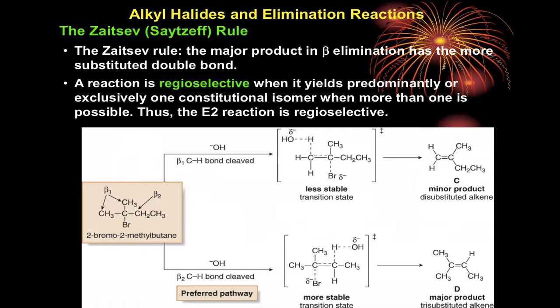So the E2 reaction is regioselective. When you see a good base that can't function as a nucleophile and you've got an alkyl halide, label the beta carbons and ask yourself which one has the fewest hydrogens. That will give you the major product, okay? And then you can figure out the minor products by just looking at the other beta carbons, okay?